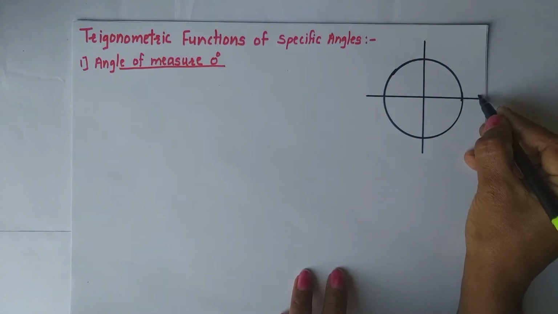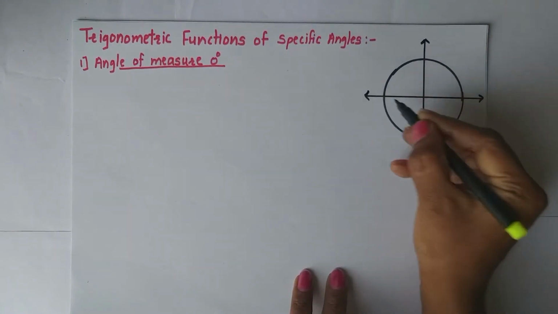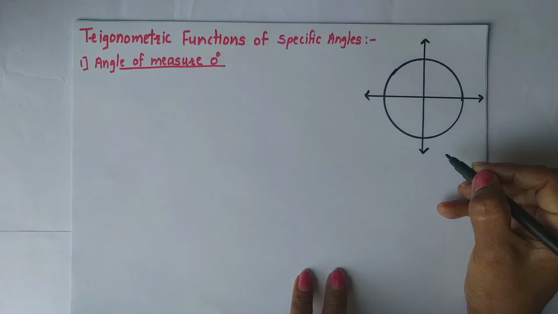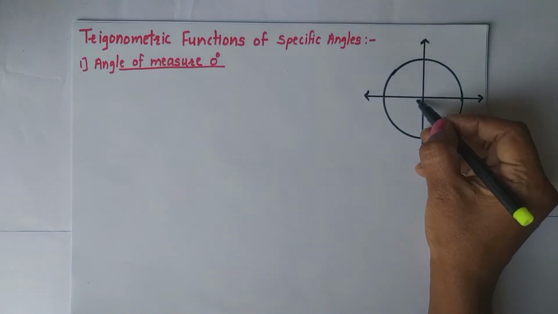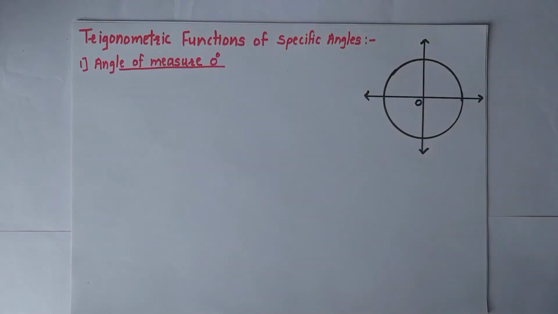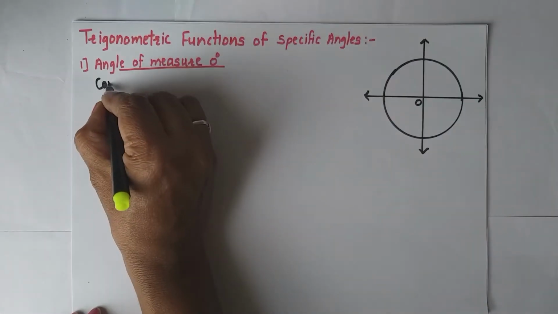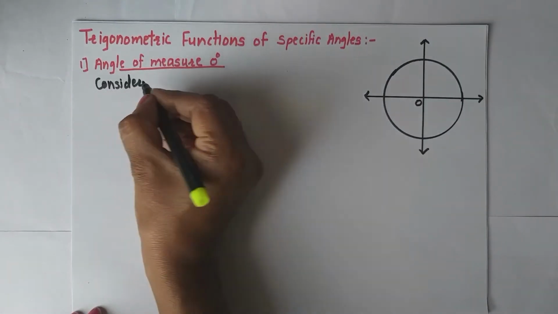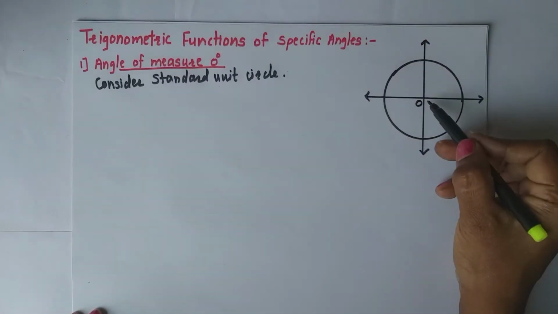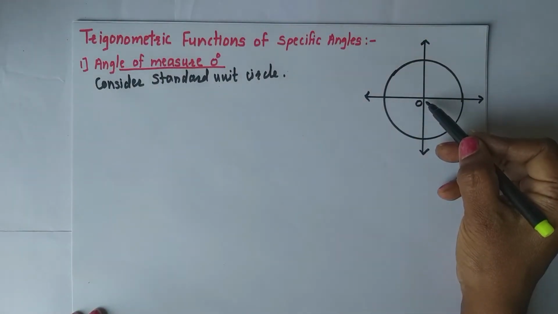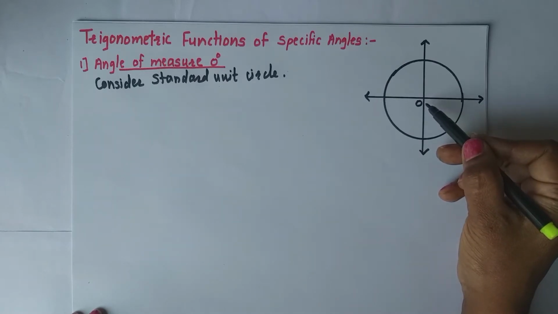Let's consider plane coordinate system and in that consider standard unit circle. You know standard circle means circle having center at origin. Here we are considering in all the cases standard unit circle. Therefore write down: consider standard unit circle. Standard circle means having center at origin and unit circle means having radius 1.